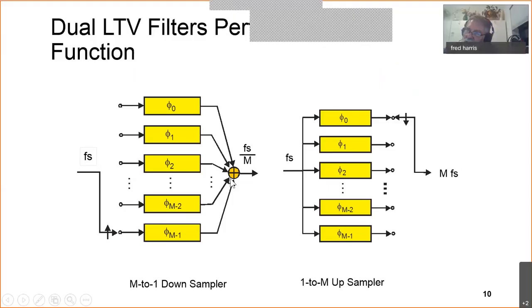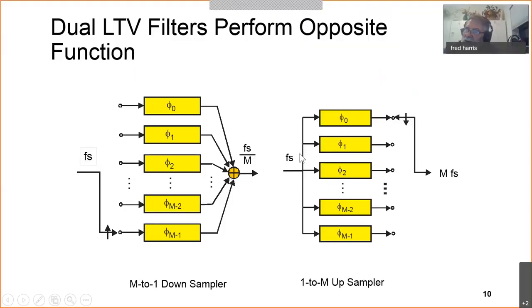It says all these summing junctions become nodes. And if you reverse the directions of the arrows, you leave the nodes. We enter these from the backward direction. We even reverse the direction of this arrow. So this one has one input and M outputs.